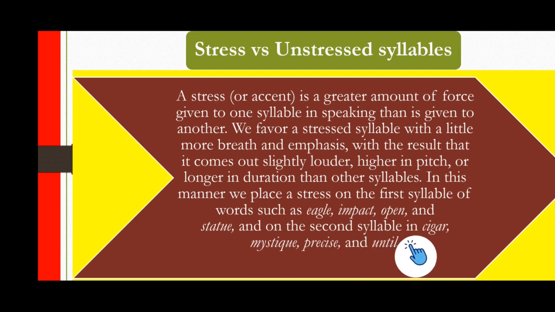While in some other words, like cigar, it is not pronounced as CI-gar. It is pronounced as ci-GAR. So here the stress goes on the second syllable. We have two syllables. One is si and one is gar. You see that the stress goes on the second syllable, so we say ci-GAR rather than CI-gar.